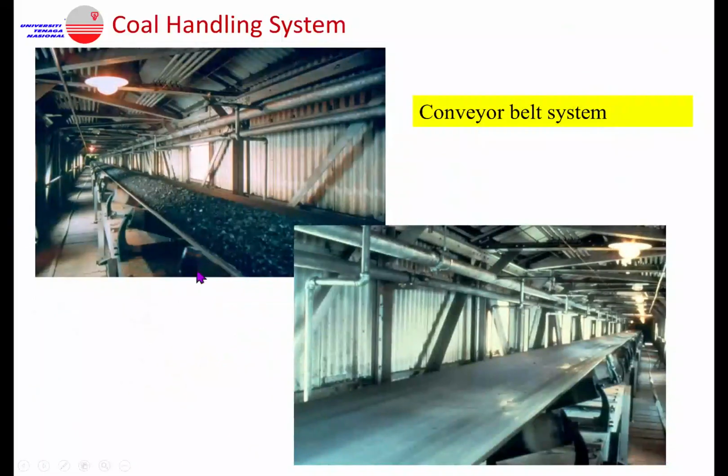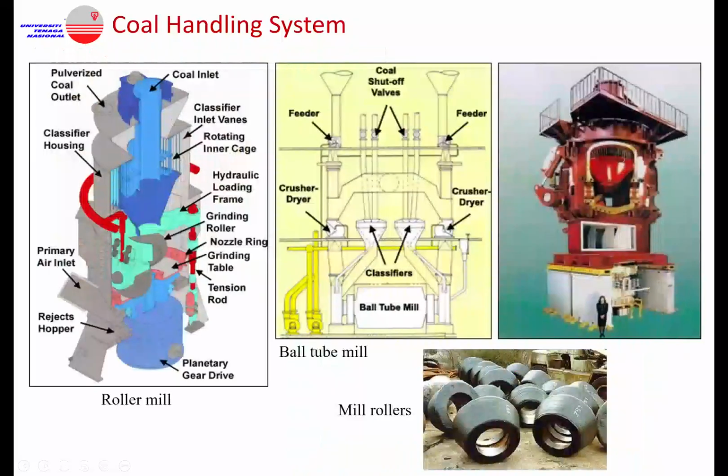This is a picture of coal on the conveyor being transported into the pulverizer mill. This is an empty conveyor without the coal, and this is a picture of a pulverizer mill, or you can call it a roller mill, or you can call it just a mill.